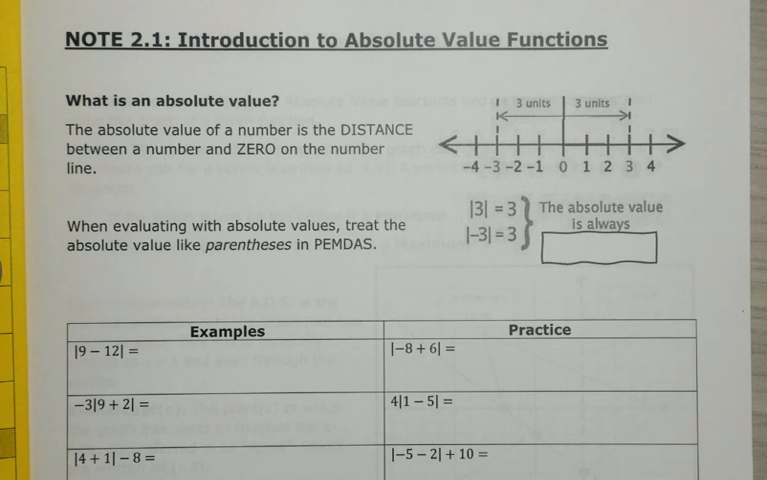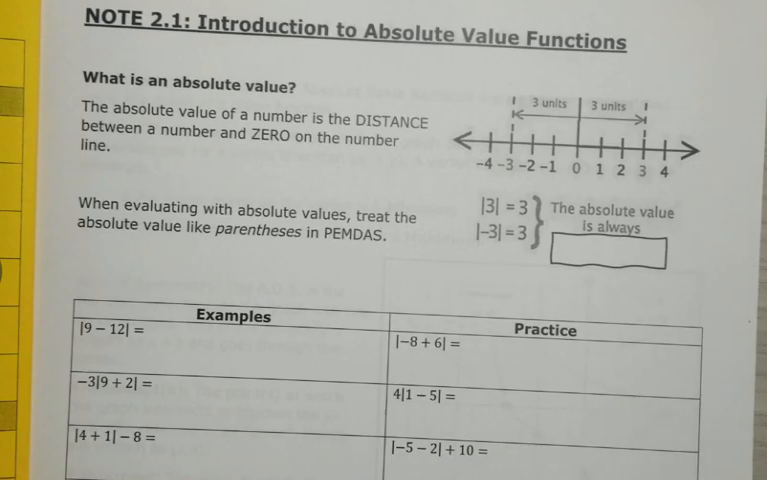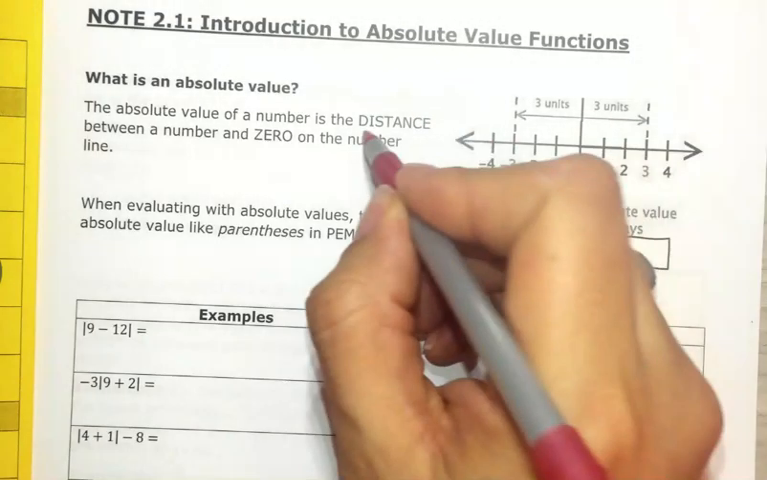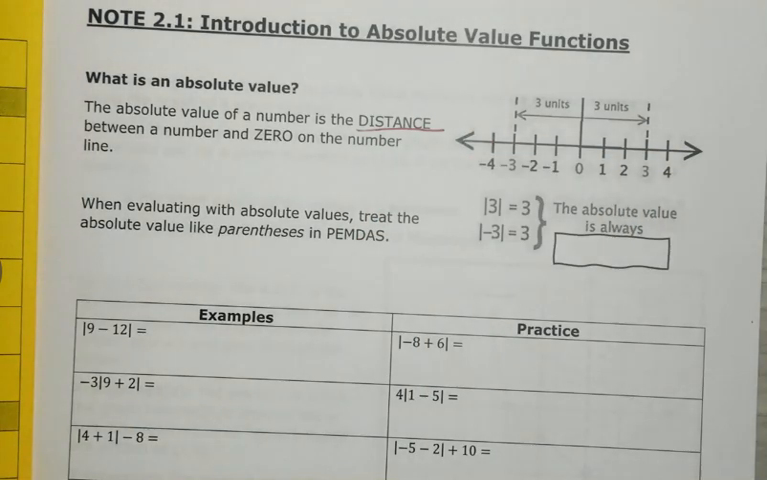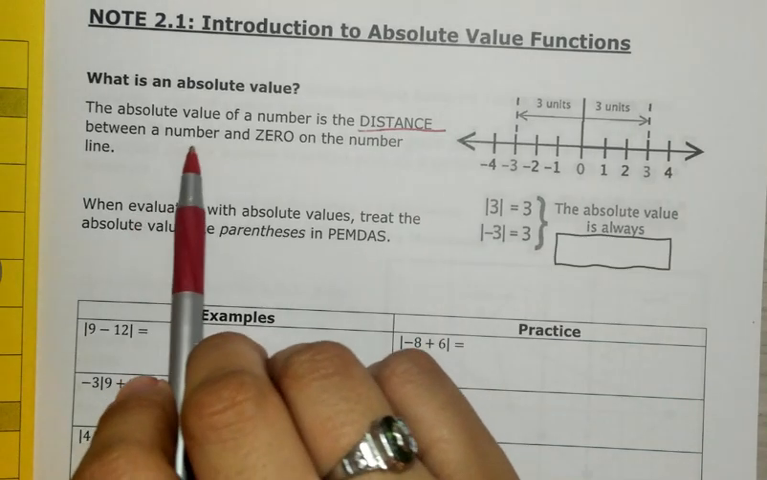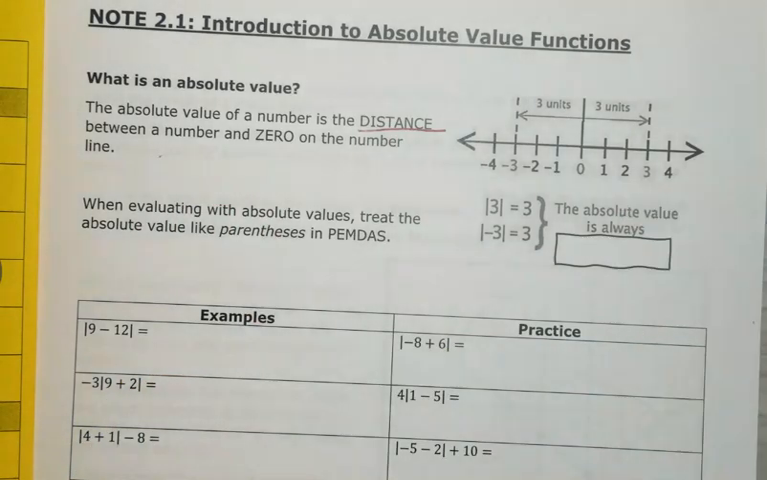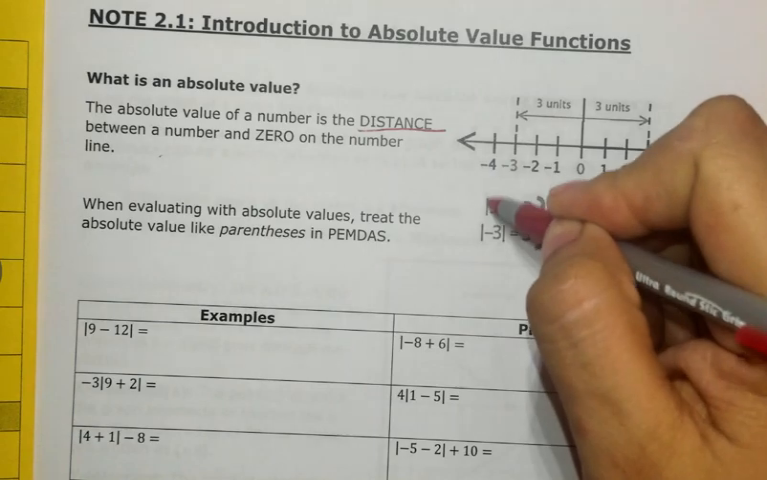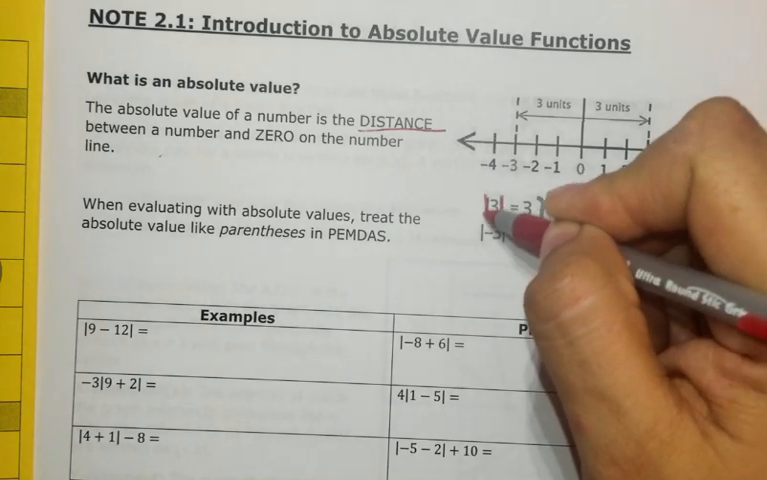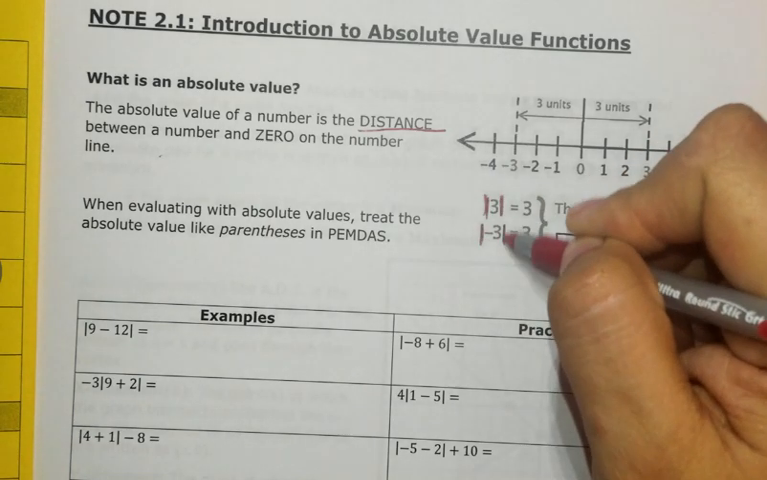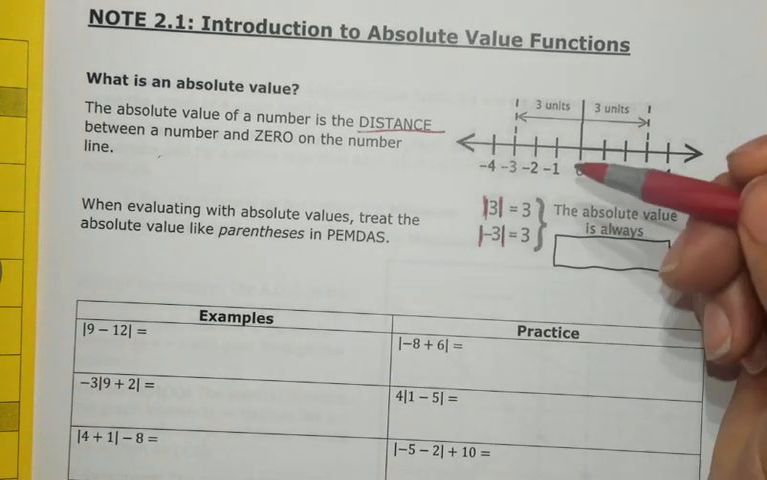Hi students, in this video I'm going to go over the introduction to absolute value functions. Absolute value is the distance between any number and 0. So basically it's written with these lines right here. Whenever you see these lines, that's referring to the absolute value.